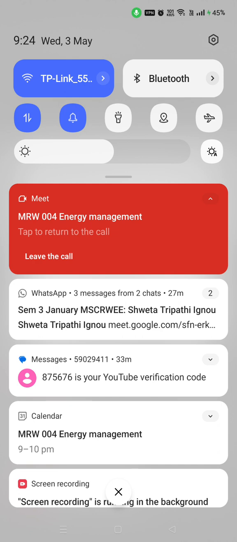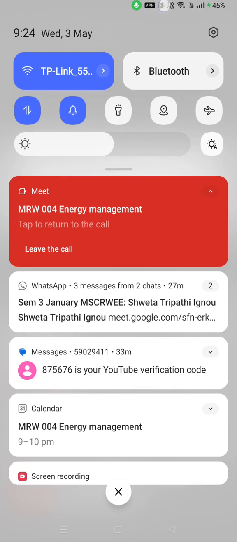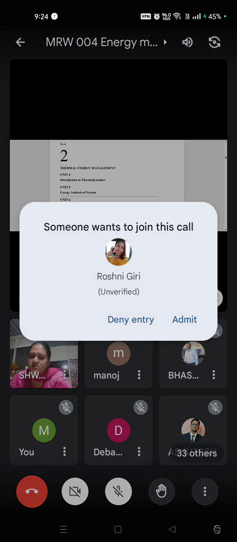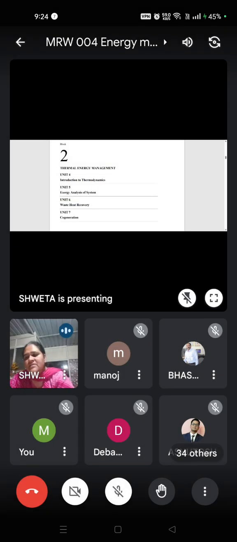Whenever a process runs in power plants, as you have seen, some of the heat gets wasted, and we utilize that heat to do something useful. That waste heat recovery could be done by two or three methods, which will be discussed in this chapter, waste heat recovery. And then the last one will be on cogeneration.